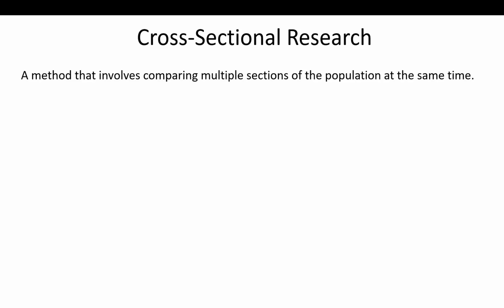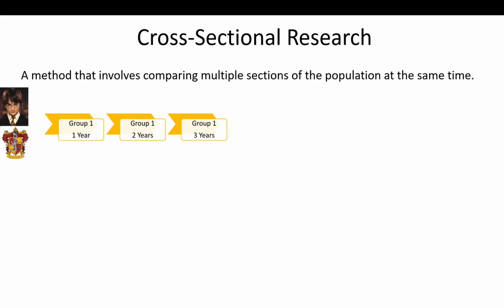Then moving on to cross-sectional research. Just as we saw, a longitudinal study involves one person or group over time, but cross-sectional research is a method that involves comparing multiple sections of a population at specific and similar time points. So going back to our example of Harry, if we only tested Harry or his classmates in his House of Gryffindor, then that would be considered a longitudinal study, as you see here. We're looking at one person or one group over 3 years.